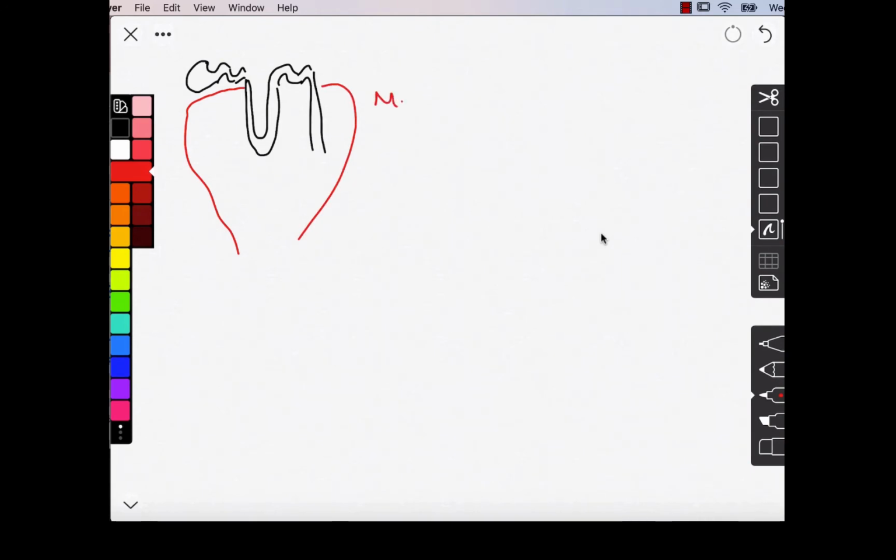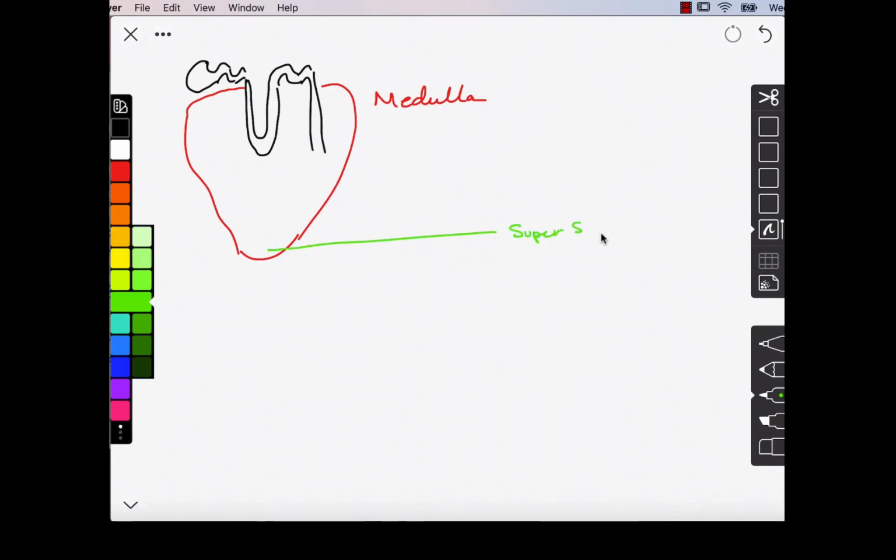And this loop of Henle and collecting duct are going to be in a part of the kidney that's called the medulla. And the medulla is salty as you get deeper in it. So this part of the medulla will be super salty, and as we get shallower in it, it'll be less and less salty. And this actually creates this really interesting effect.